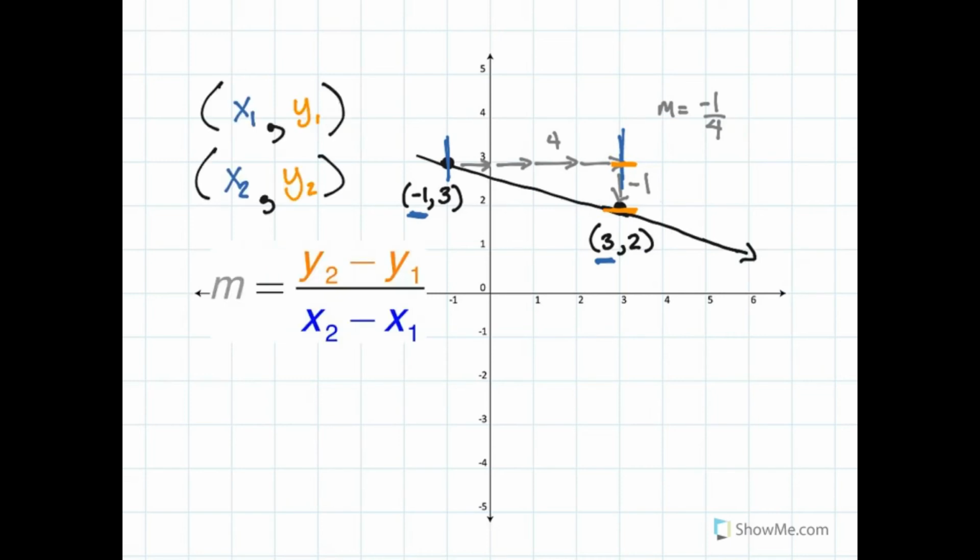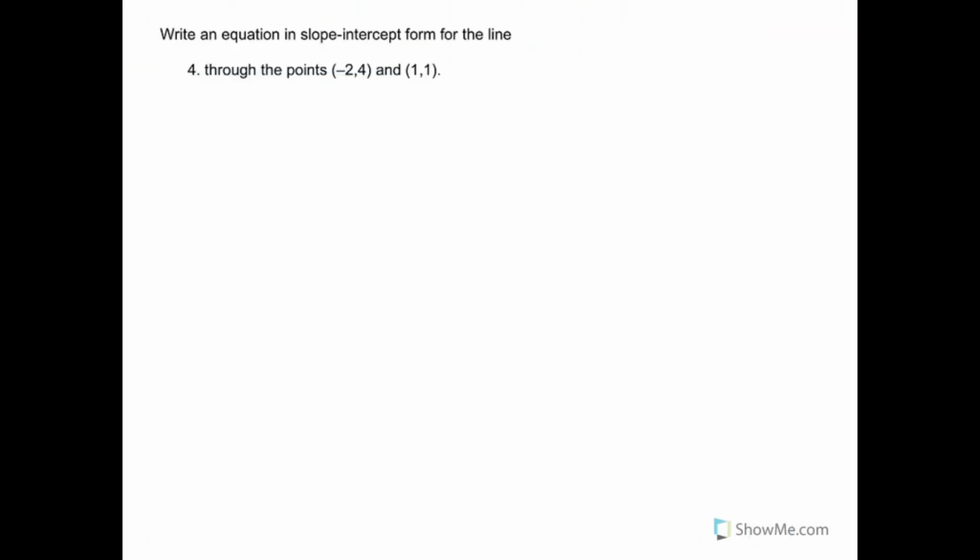That gives us a formula that says the slope is equal to the difference of the y-coordinates of the 2 points I'm given over the difference of the x-coordinates. I'm going to use that in the next example. Write an equation in slope-intercept form for the line through the points -2, 4, and 1, 1. Well, let's collect our information. The first point, -2, 4, has its x-coordinate called x1, and its y-coordinate called y1. And the second point has coordinates x2, y2.